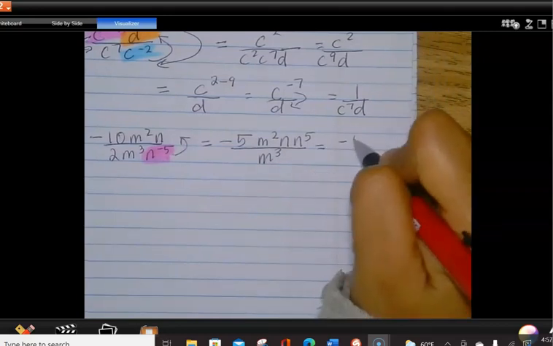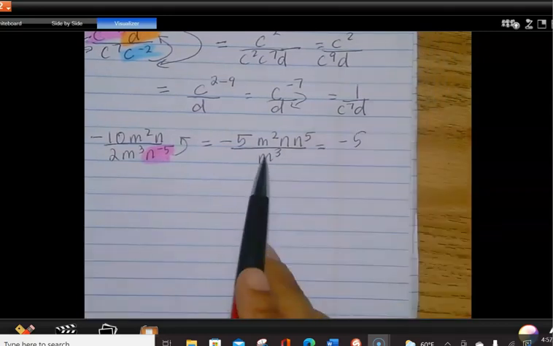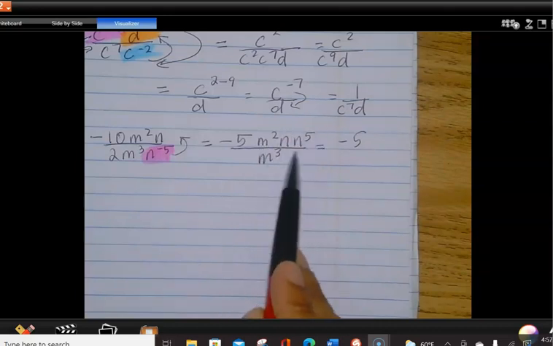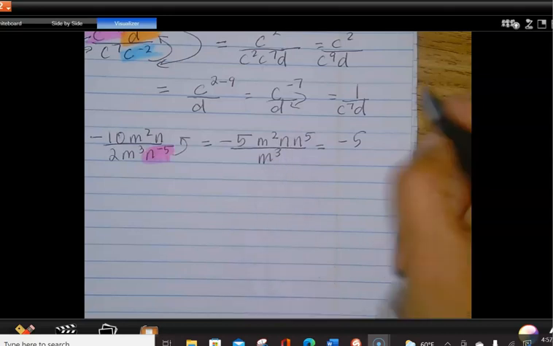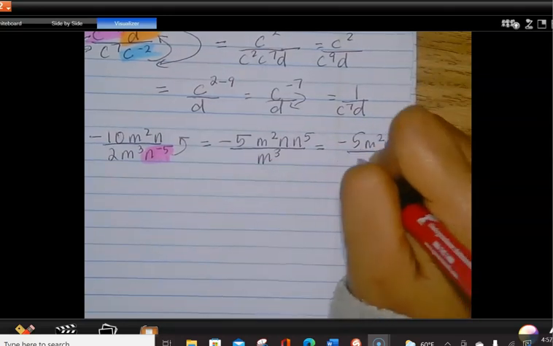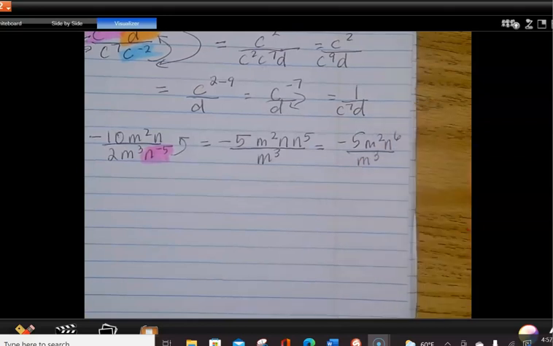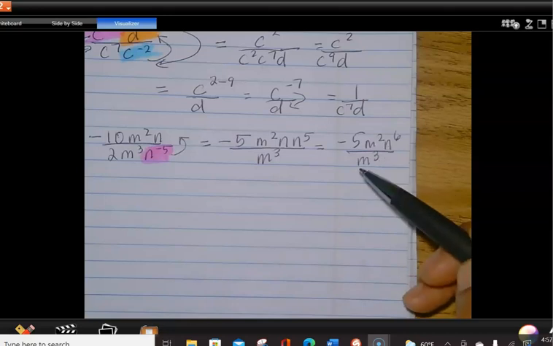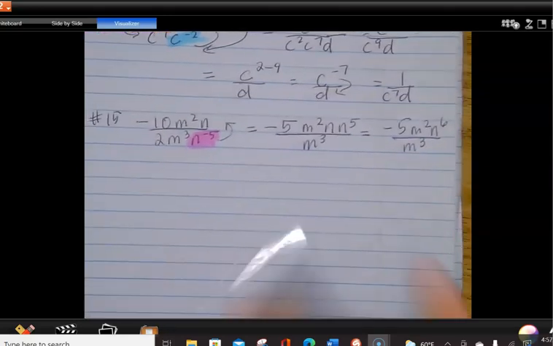So now I have negative 5, and then what does this say? I'm not ready right now to do my subtraction. My eyes go to this one, which is the product rule. So I'm going to write this as m squared n to the 6th, and on the bottom I have m to the 3rd. And now I'm going to come back and do my subtraction with the quotient rule. Okay? All right, so let me move here.